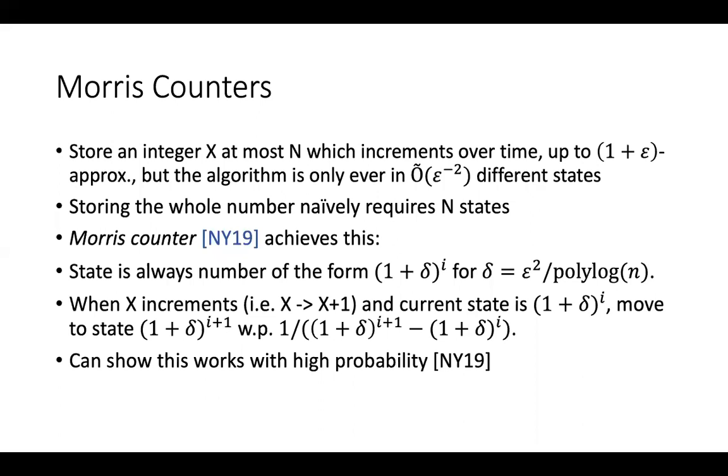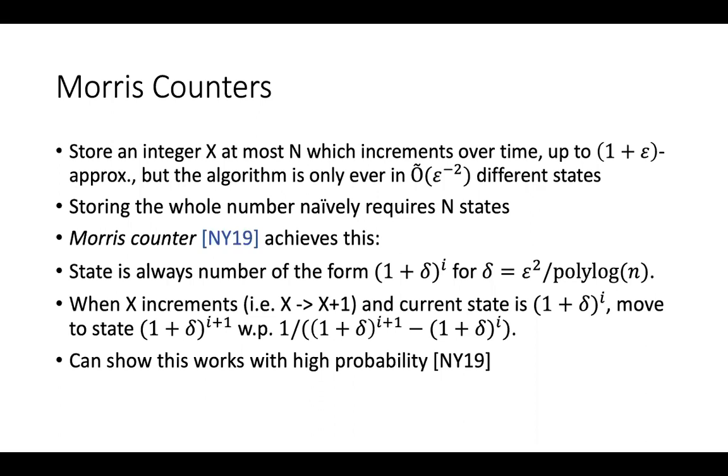Naively, the number of states is n, because I just store the number I'm at: 1, 2, all the way up to n, and that's n states. Epsilon to the minus 2 is much less. So the Morris counter achieves this epsilon to the minus 2 states. The Morris counter and its analysis by Nelson and Yu.